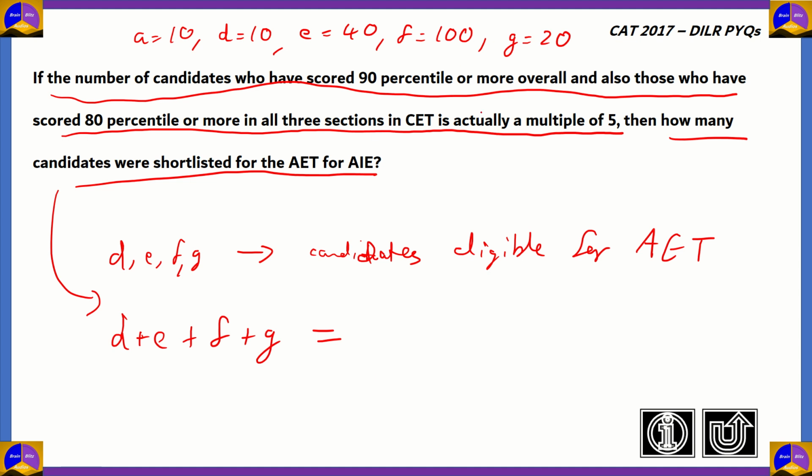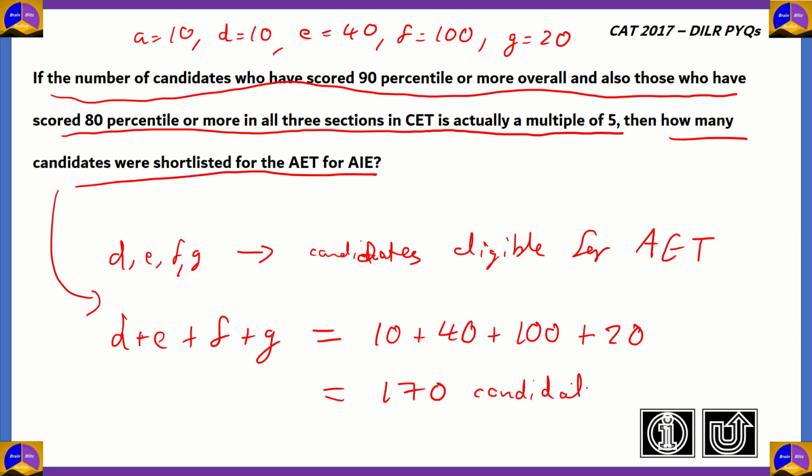That is what the first half of the question defined for us. We need to take the case where A is 10 and G is 20. So that would mean the value of D would be 10, the value of E is 40, the value of F is 100, and the value of G is 20. So 10 plus 40 gives you 50, 50 plus 20 gives you 70, 70 plus 100 gives you 170 candidates. So 170 candidates is the right answer for question number 3.